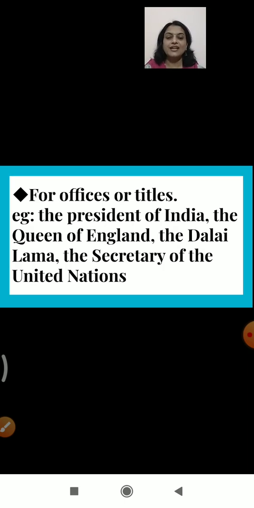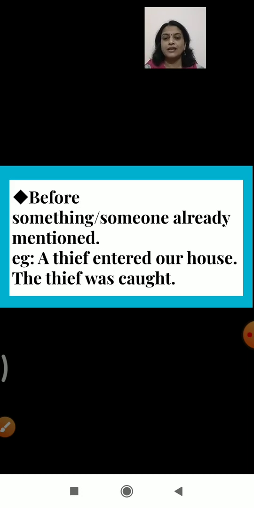Then when the words kingdom, republic, state, etc. precede the name of any country. Okay, that is, the state of Maharashtra. Precede means before. So the state of Maharashtra, the United Kingdom. Followed? Now for offices or titles, for example, the President of India, the Queen of England, the Dalai Lama, the Secretary of the United Nations. So here we all use the article the, as we are talking about something specific, particular.